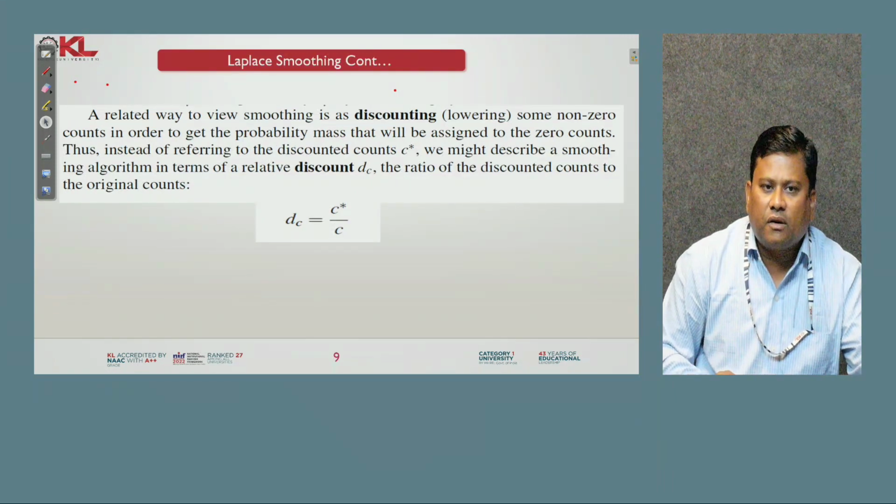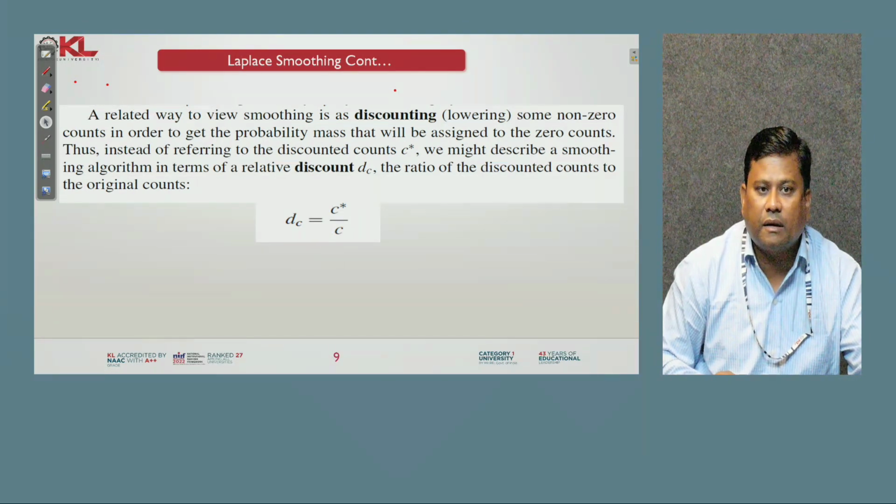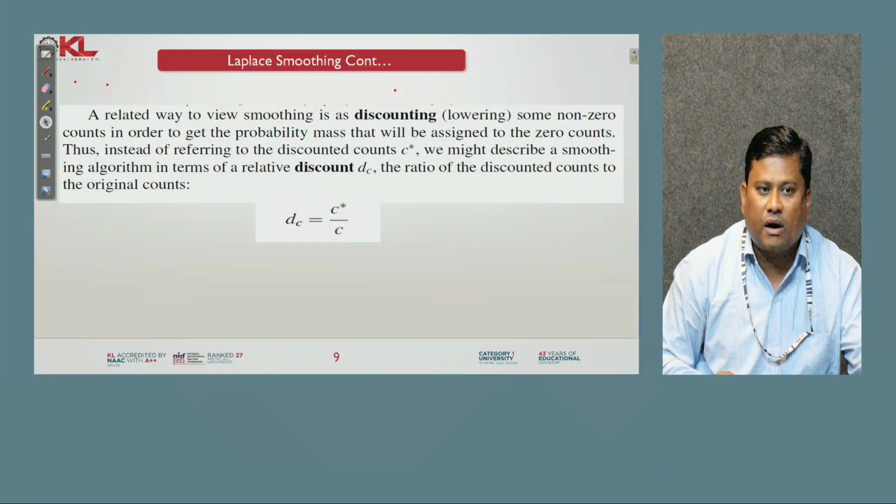A related way to view smoothing is discounting, that is, lowering some non-zero counts in order to get the probability mass that will be assigned to the zero counts. Thus, instead of referring to the discounted count c star, we might describe a smoothing algorithm in terms of relative discount dc, the ratio of the discounted count to the original count. So dc equals c star divided by c.